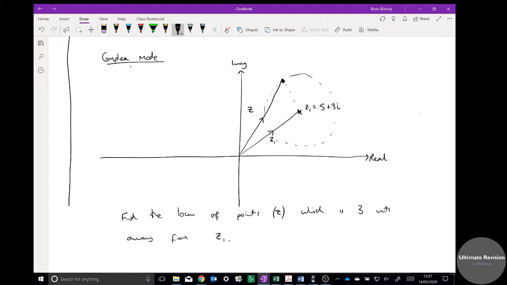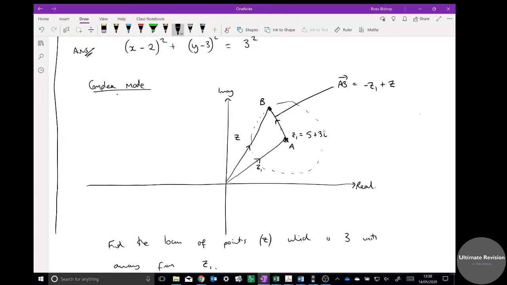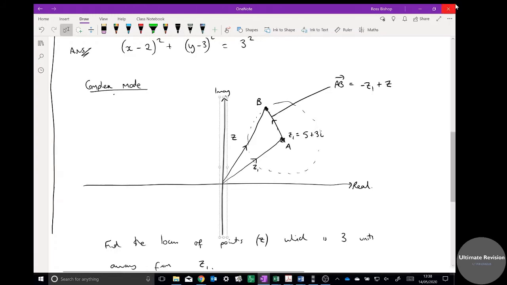Okay. Now, just to help me work this out, that vector there. Let's call that A and that B. To get from A to B, I need to go minus the z1 vector plus the z vector. As I go backwards down z1, and then forwards on z. So AB must equal z minus z1.